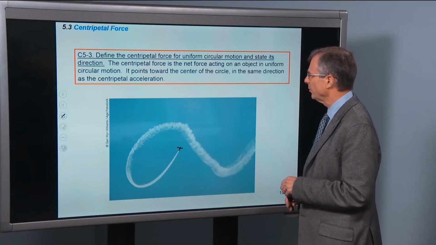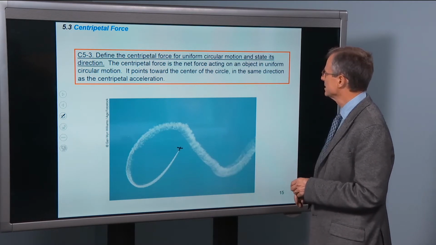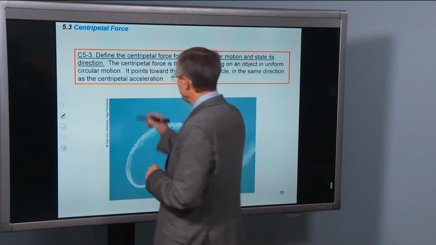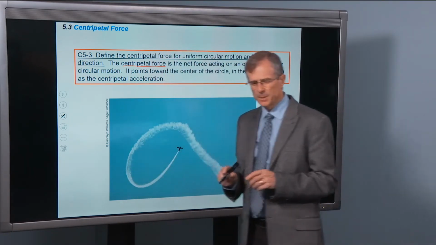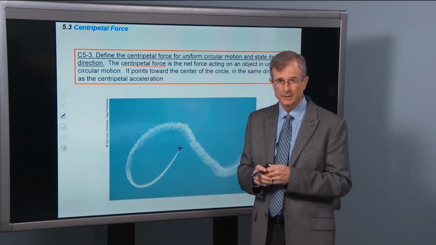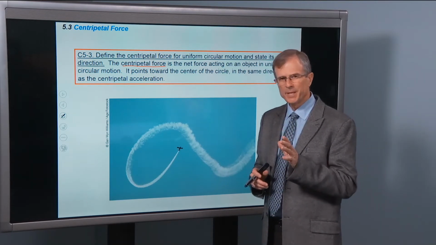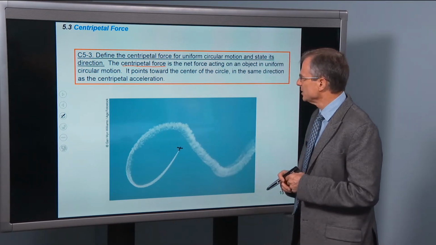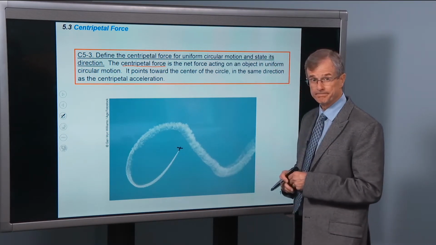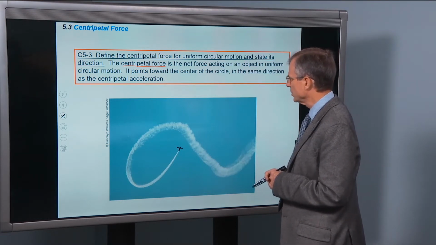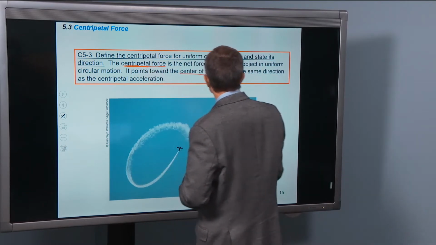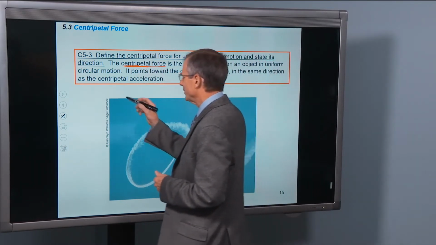Define the centripetal force for uniform circular motion and state its direction. So the centripetal force, some of you have heard of centrifugal force. That's something different, and we'll talk a little bit more about that later. But we're talking about centripetal force now. The centripetal force is the net force acting on an object in uniform circular motion. It points toward the center of the circle. It's center seeking, again, toward the center, and it's in the same direction as the centripetal acceleration.